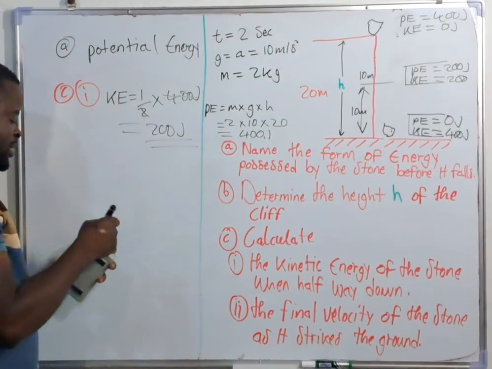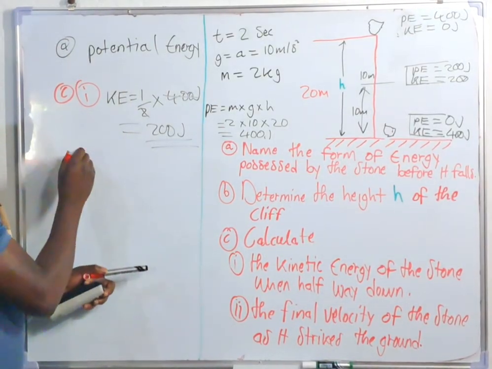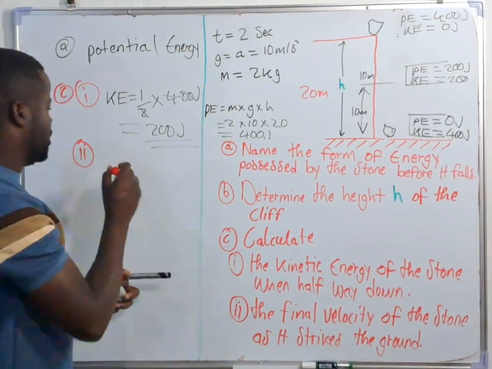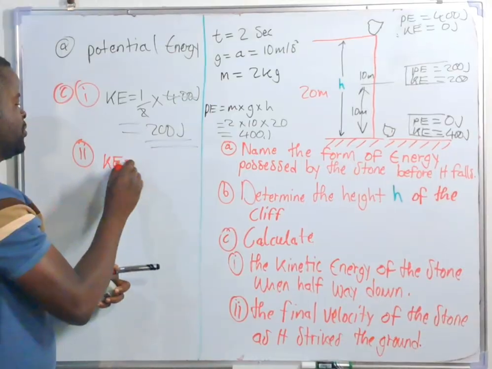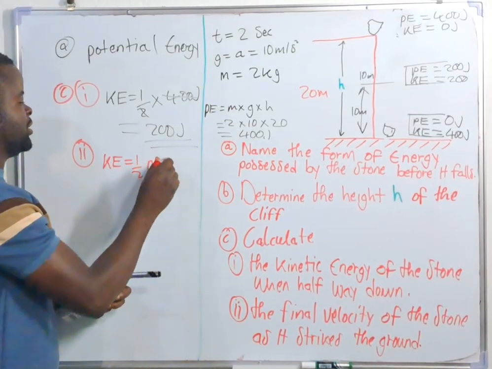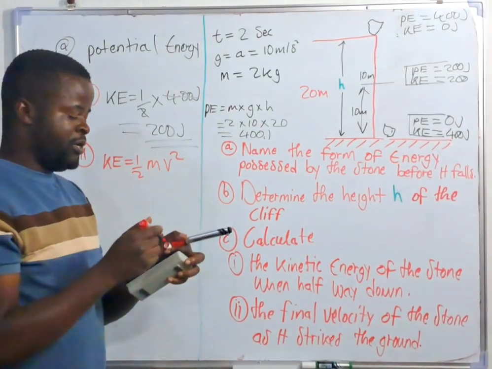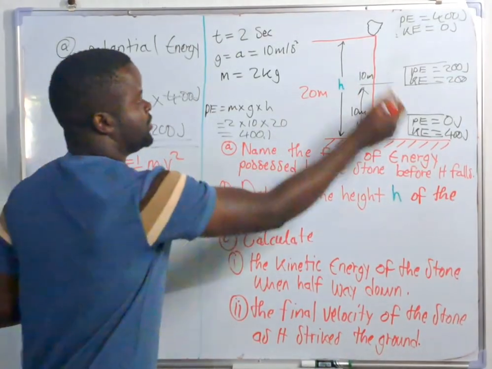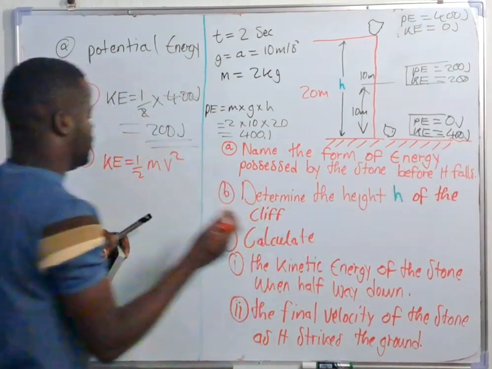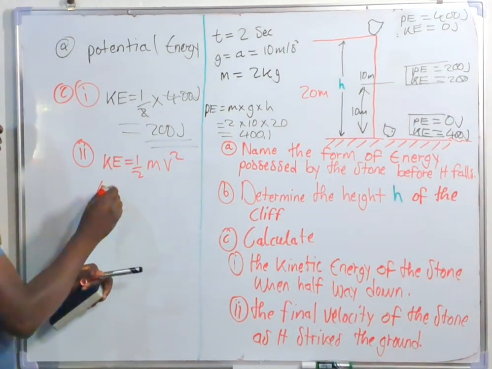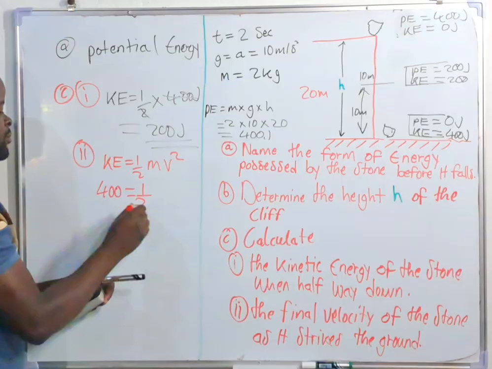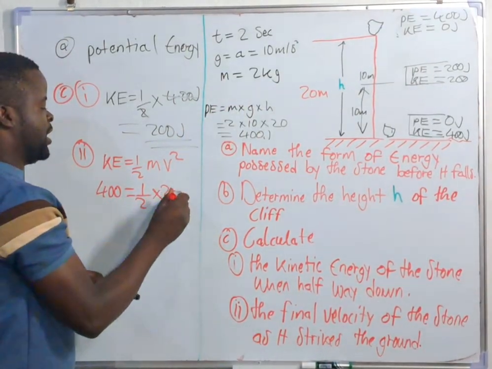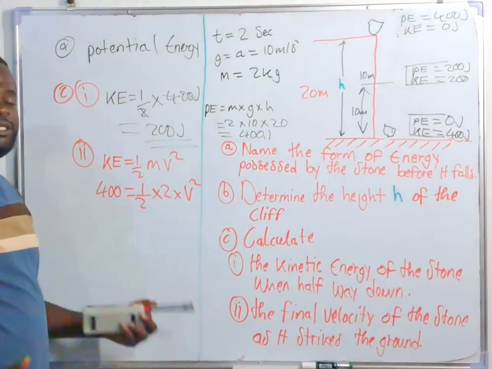This is question C, Roman numeral 2. We are going to apply the formula for kinetic energy. KE is equal to 1 over 2 mass times v to the power 2. Remember, we are finding velocity. If the kinetic energy as the stone reaches the ground is 400 joules, where there is KE, I'm going to replace it with 400 joules. I'm going to say 1/2 times the mass of the stone, which is 2 kg, times v to the power 2.